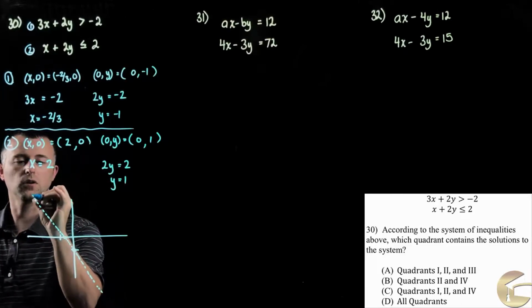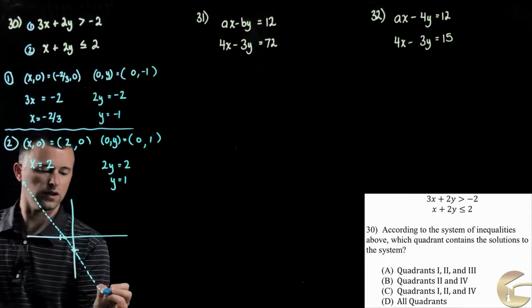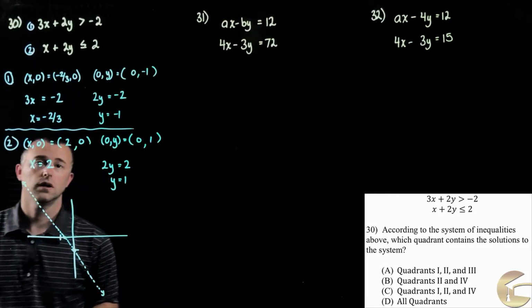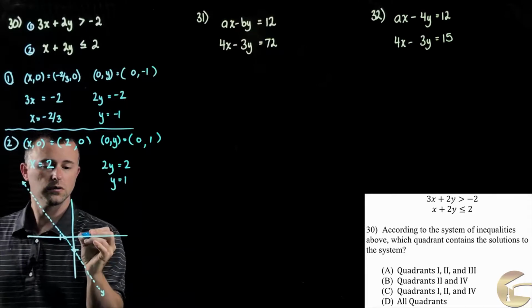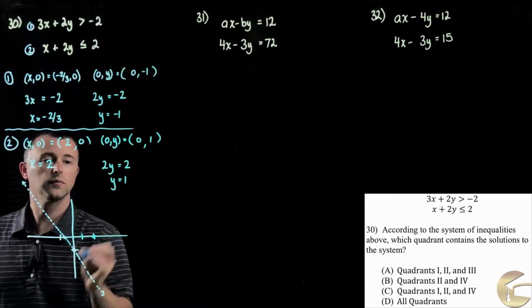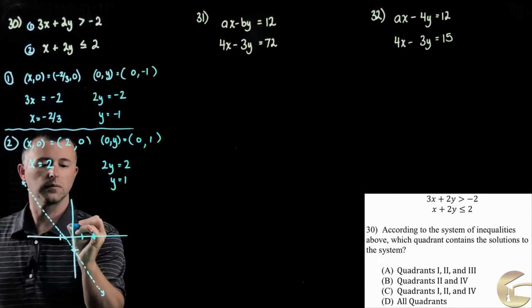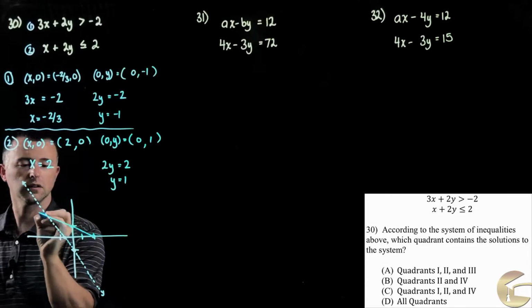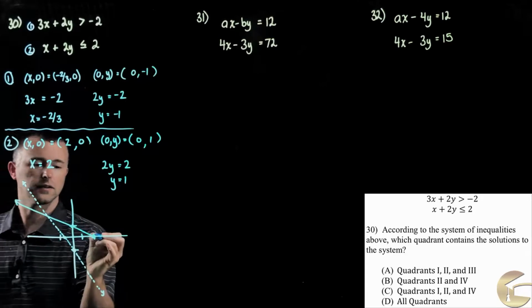All right, so there's equation number 1. You just draw a line going through those 2 points. And then equation number 2 is going to be (2, 0). So I'm going to go right 2, plot a point, and (0, 1). And this one's going to be a solid line, and it's going to look something like that.